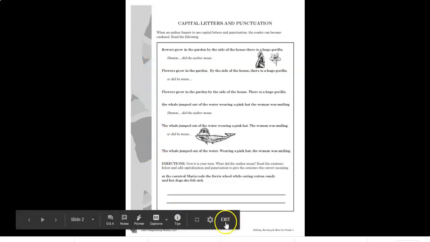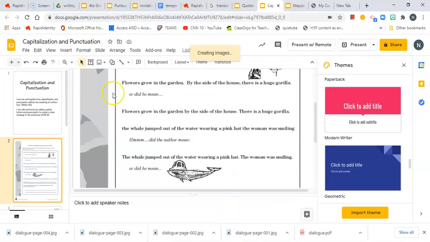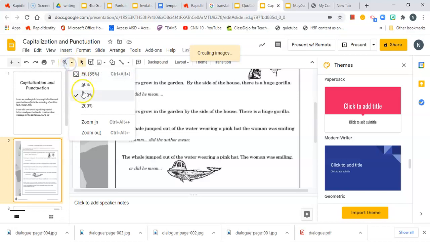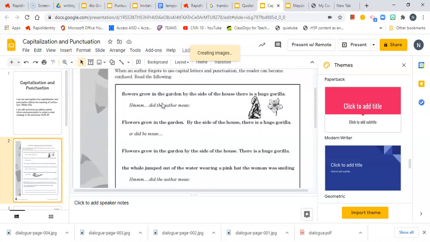I'm going to have to make this bigger. That's too small. This one's a little bit bigger.